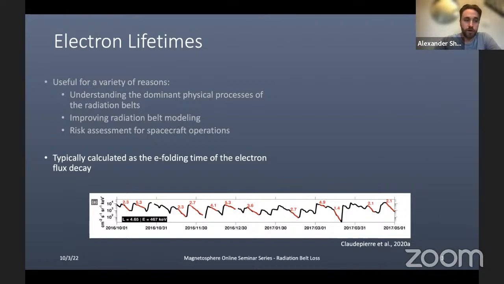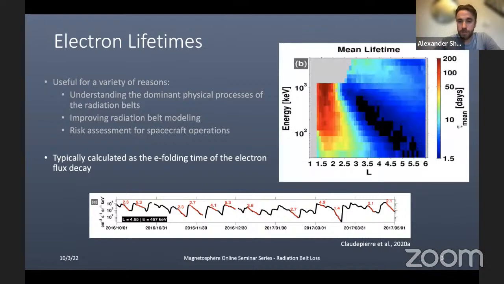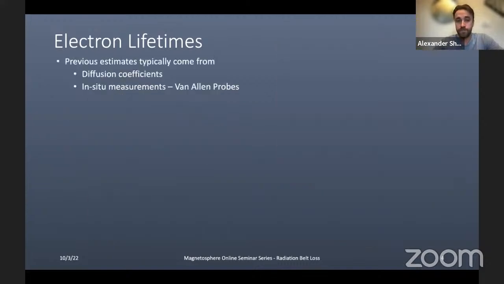You can then perform this calculation for all energies and L shells, and they summarize the results in this plot here. And you can see long lifetimes in the inner belt, a very sharp gradient into the slot region, and energy-dependent lifetimes at pretty much all L shells, indicating the different physics important for different energy electrons at any given location.